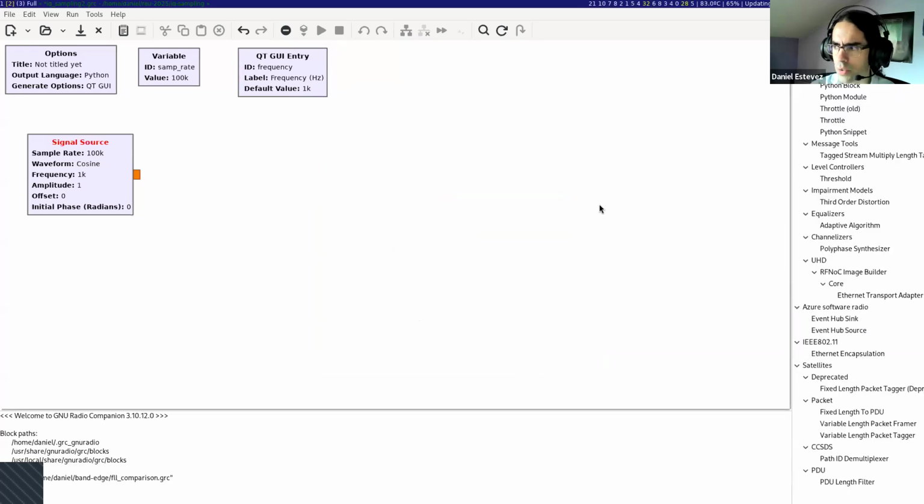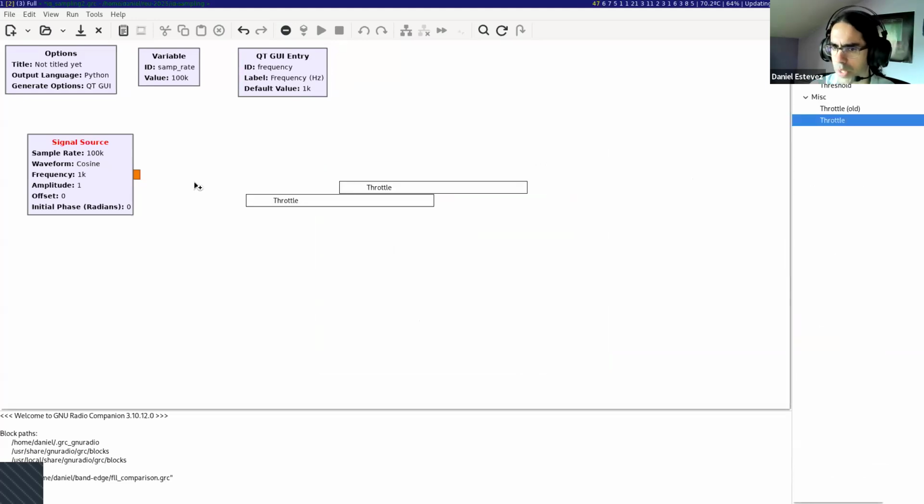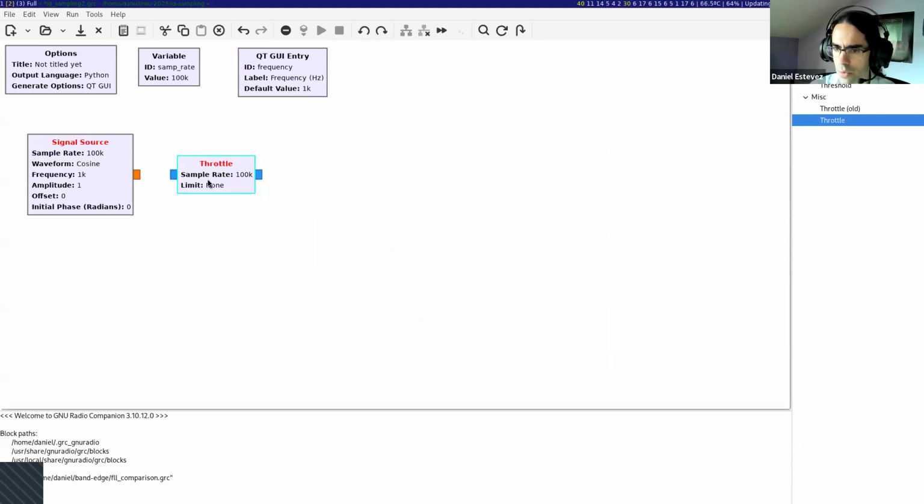So the next thing I need to do is, because this is a simulation, I need a Throttle block which sets the data rate or the speed at which the simulation runs. This is mostly to avoid using 100% of the CPU. And I'm going to keep the parameters as default. So sample rate, 100 kilosamples per second.